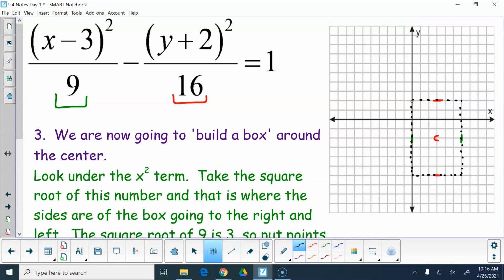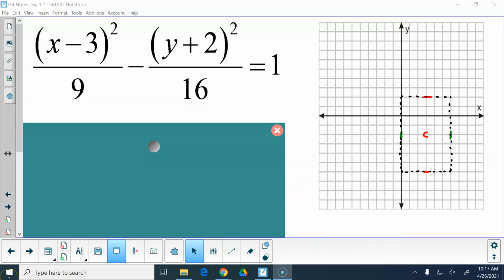Now, the nice thing about that box is the no-fly zone. So your hyperbola will never go into that area. Okay? That's your no-go zone. Okay? No-fly zone. The magic of technology. Okay? So we've made our box now.